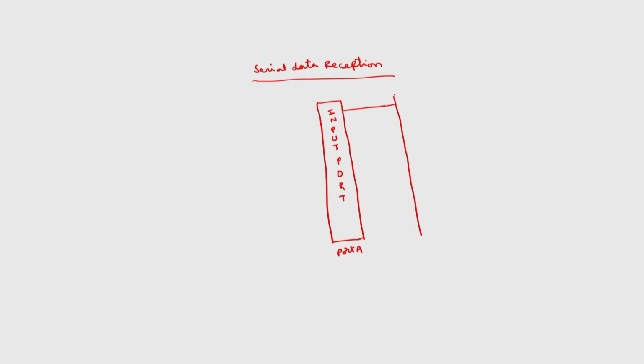So, what will be the block diagram? We have to program the port as input port. In case of transmission, you are programming the port as output port. Now, you have to program the same port A only as input port. Whatever data is coming from this input port, you have to take into any register.